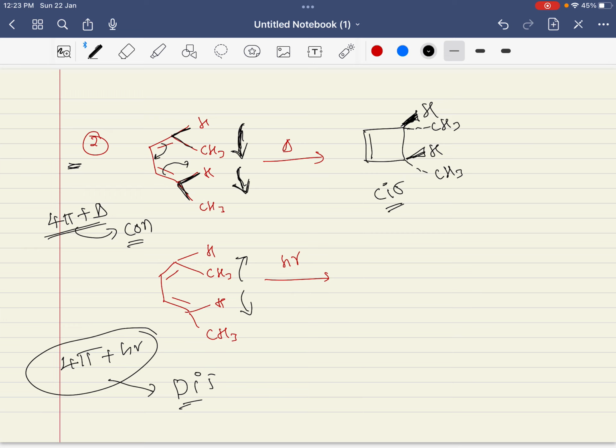First we'll write the basic product. This pi bond will be shifted here for the formation of the new pi bond and this for the new sigma bond here. So if we move in this direction, H comes above and CH3 comes below. Here if we move in this direction, CH3 comes above and H comes below. So the stereochemistry here is trans.